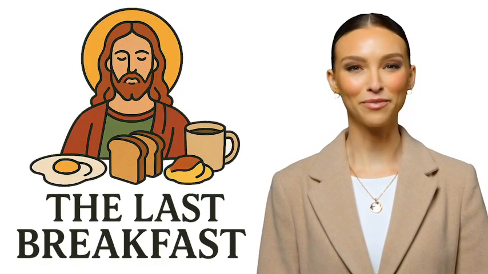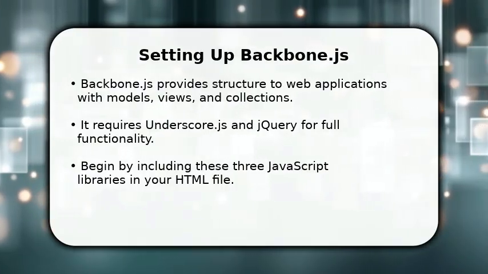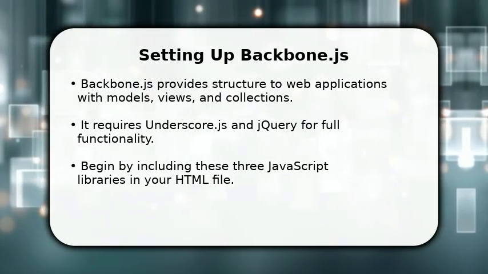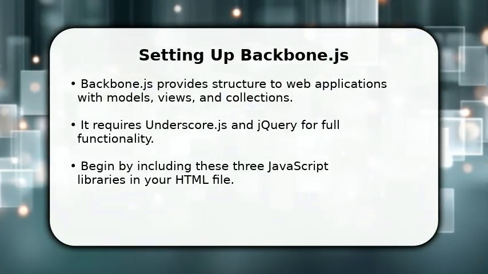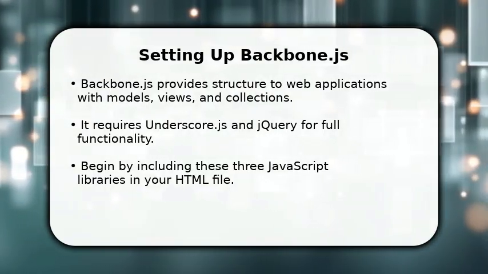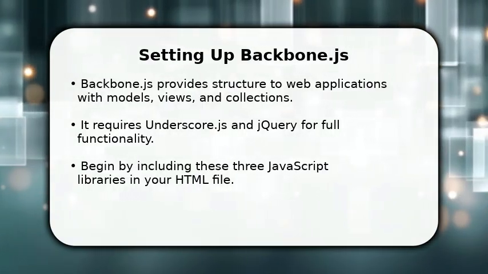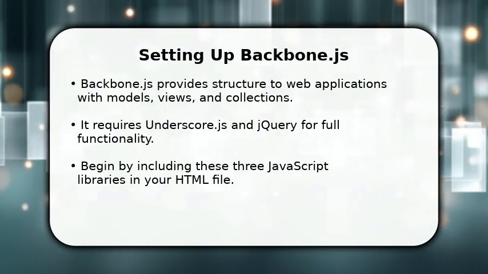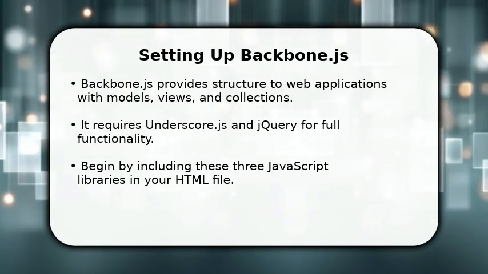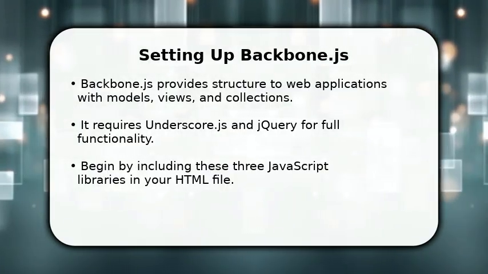In this video, I will explain how to set up the Backbone app. First, you will need to include 3 essential JavaScript libraries in your HTML file. These are jQuery.js, Underscore.js, and Backbone.js itself. jQuery handles DOM manipulation, provides utility functions, and Backbone builds upon these to offer a structured approach for your single-page applications. Ensure they are loaded in the correct order for proper initialization.